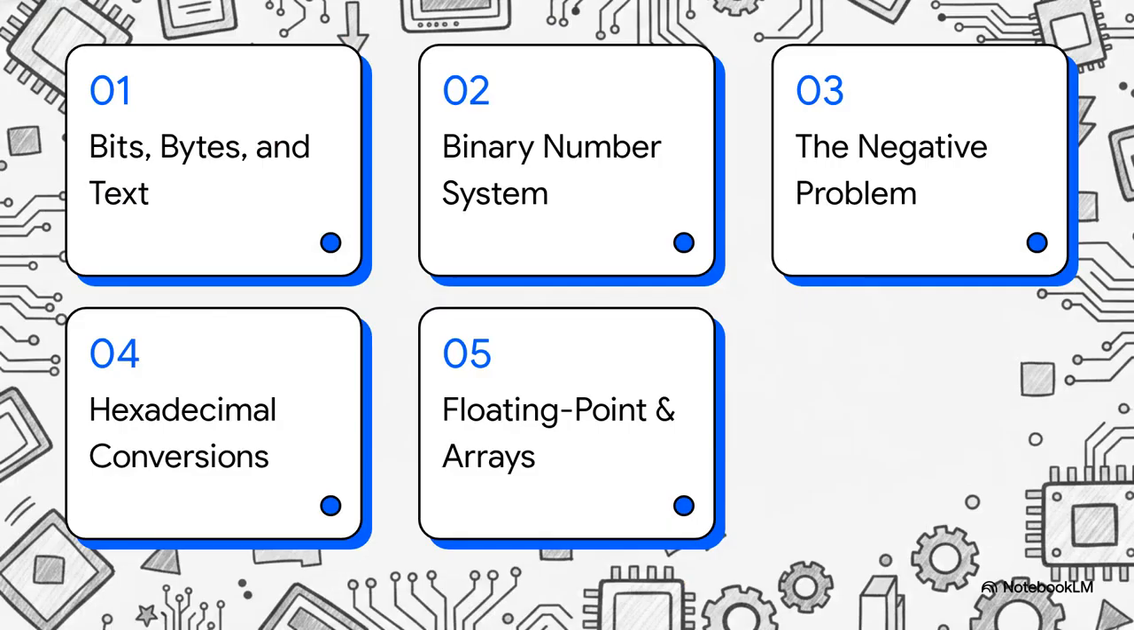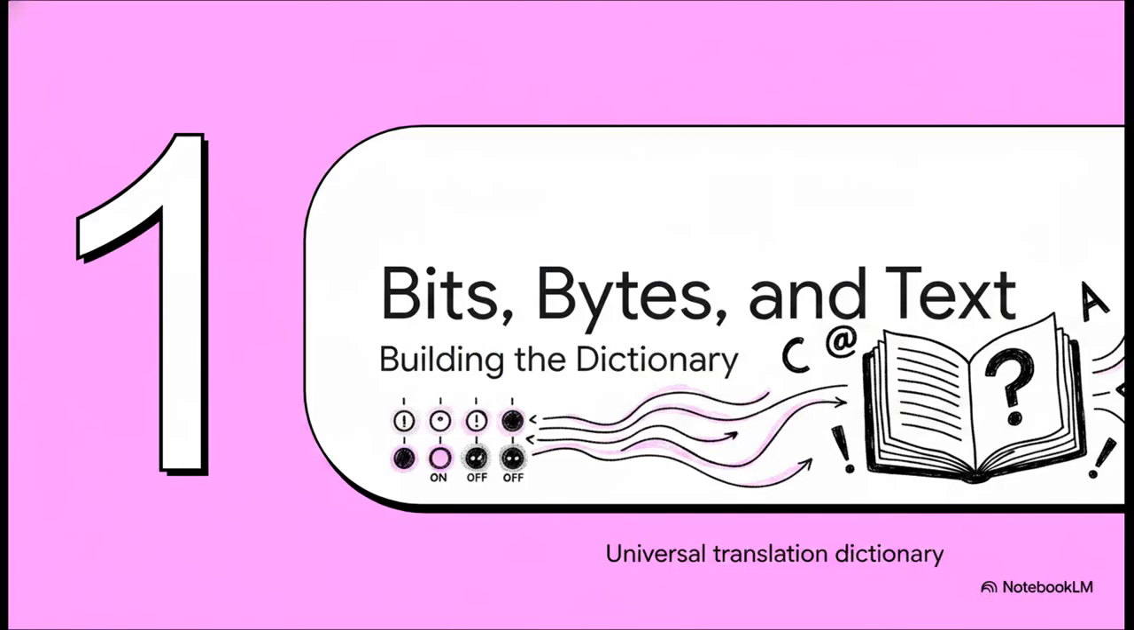So here is how we're going to climb this mountain step by step today. First, we'll look at bits, bytes, and text. Second, the binary number system. Then, we'll tackle the negative problem, explore hexadecimal and conversions, and finally, look at floating point numbers and arrays. Section 1. Bits, bytes, and text.